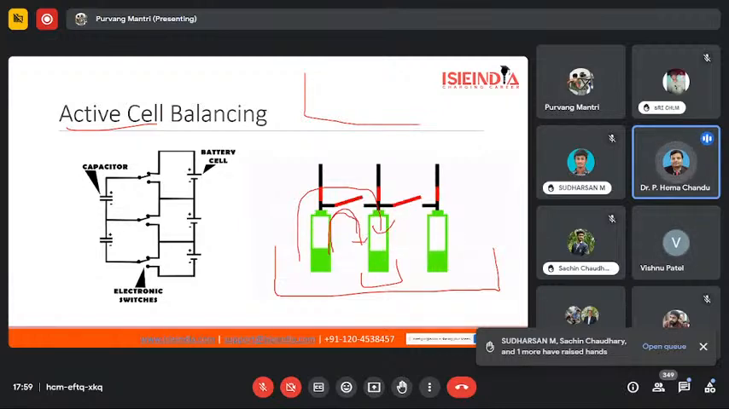I want to know which one is the best for thermal withstand capability, in order to maintain the battery's thermal withstand capability.